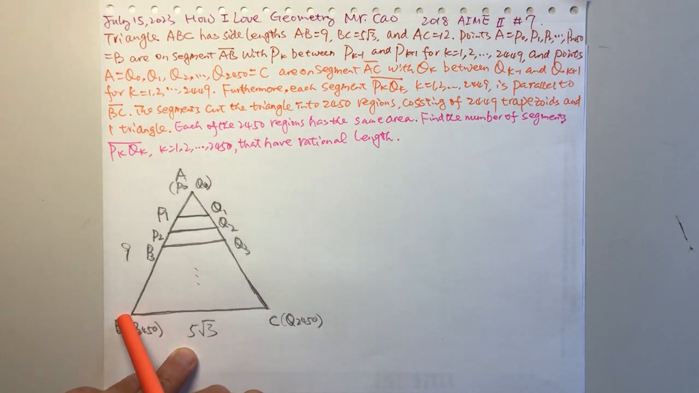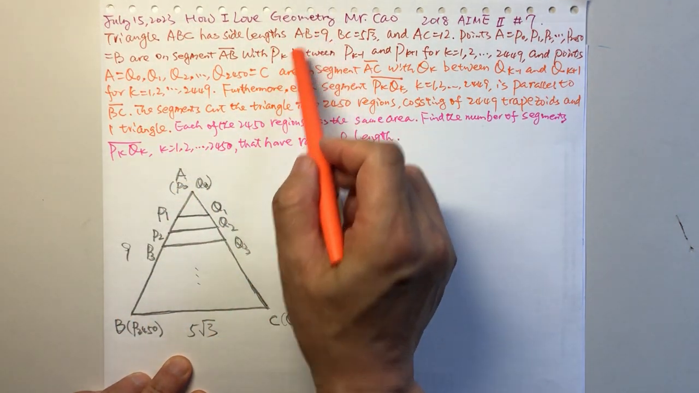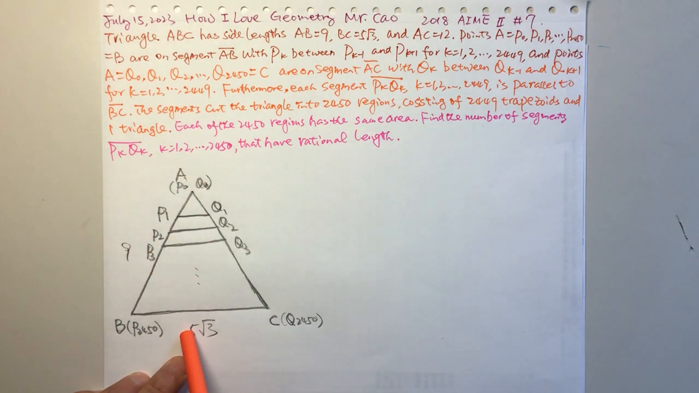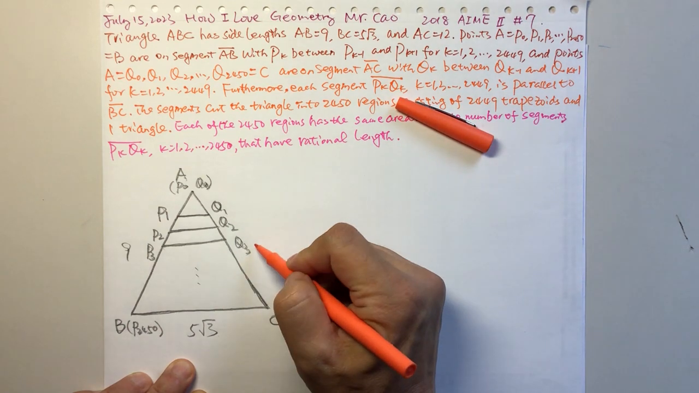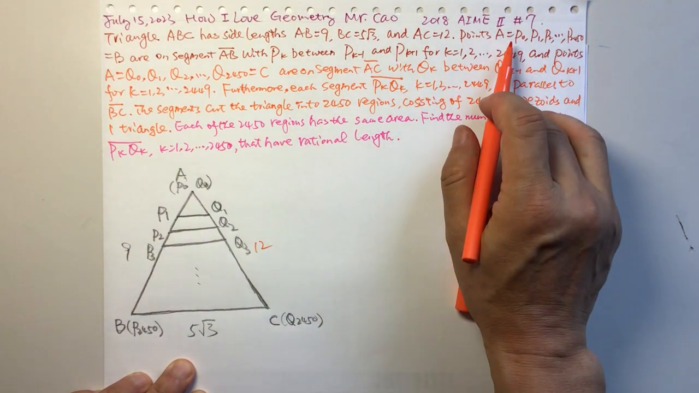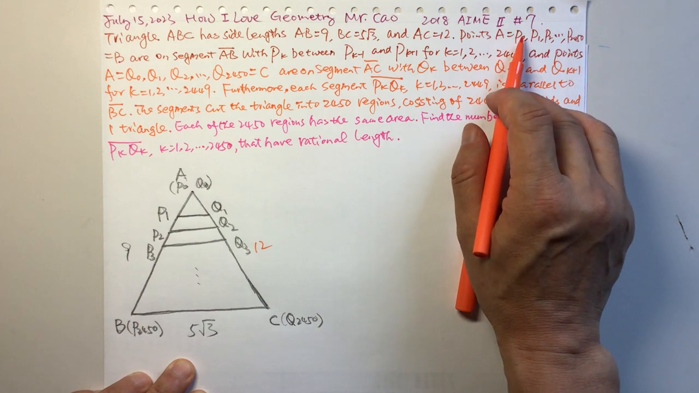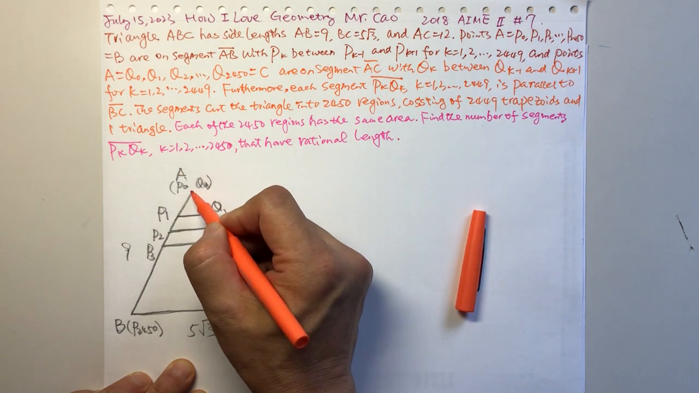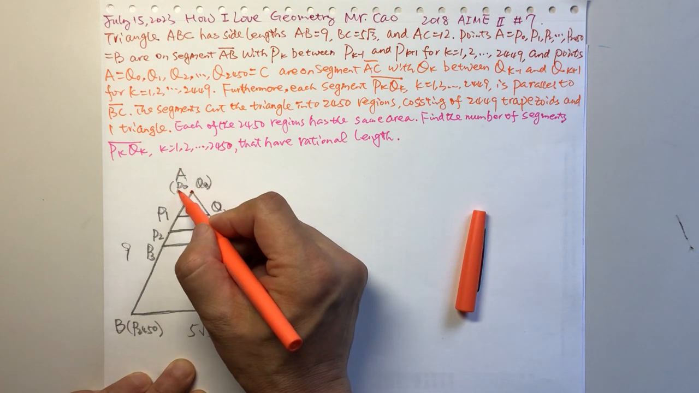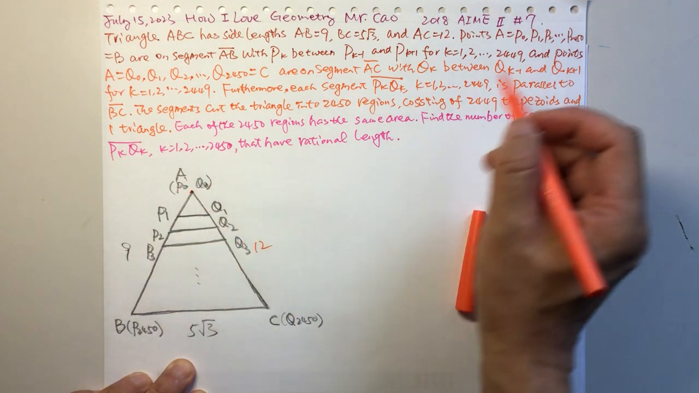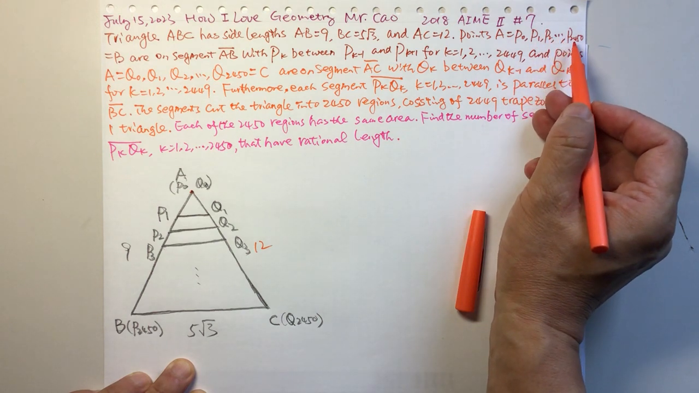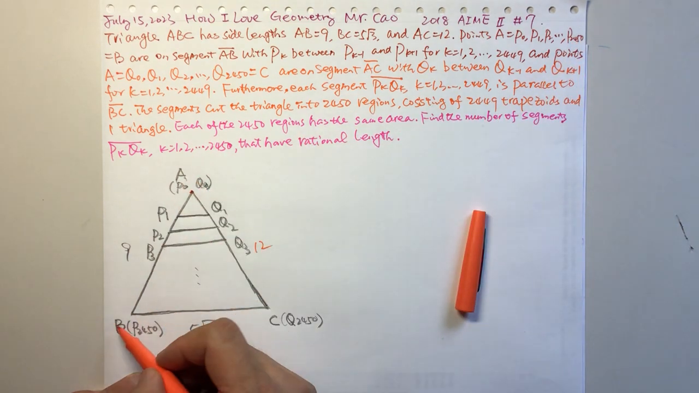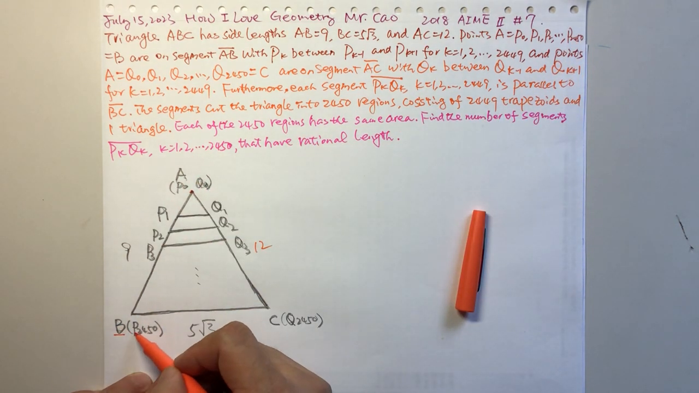Triangle ABC has side lengths AB equals 9, BC equals 5 times square root of 3, and AC equals 12. Point A equals P0, so this is the same: here is A, also P0. Then P1, P2, and so on up to P2450 equals B. It means B and P2450 are the same point.